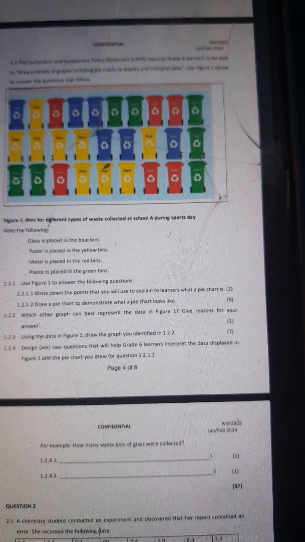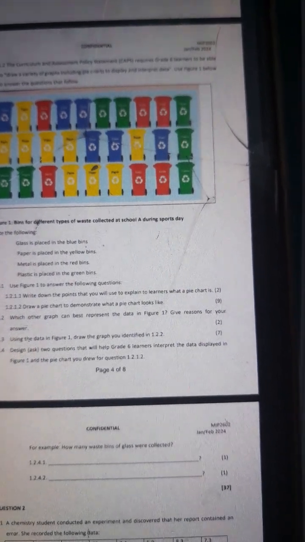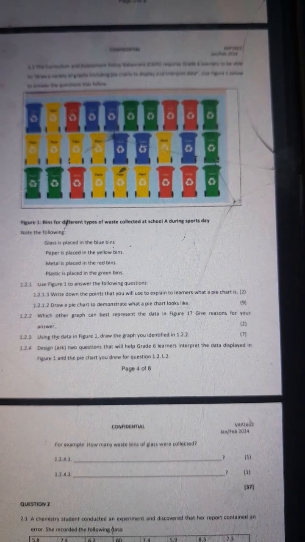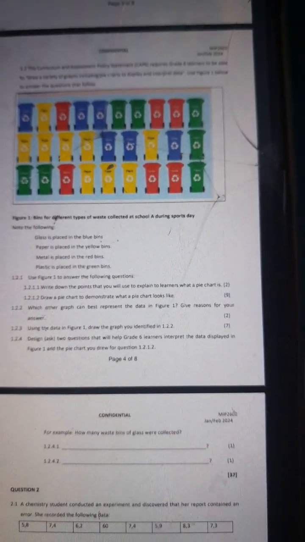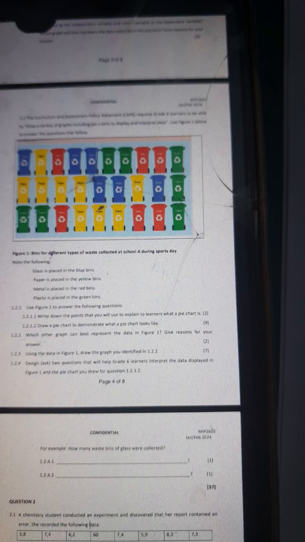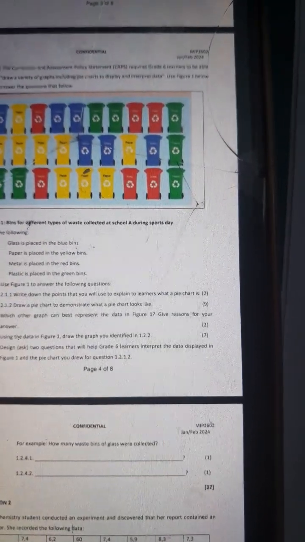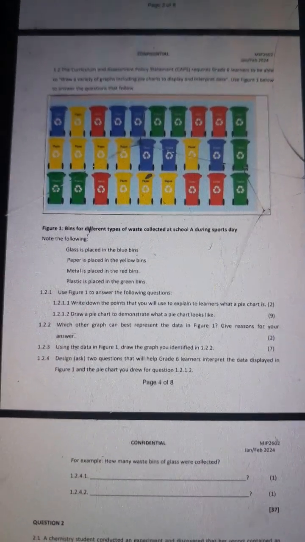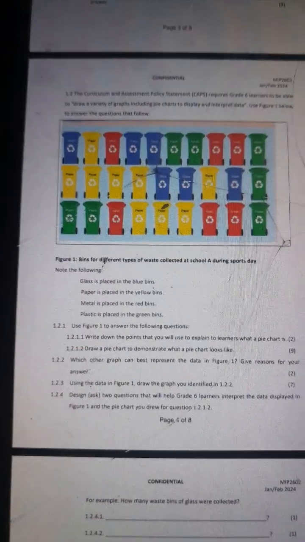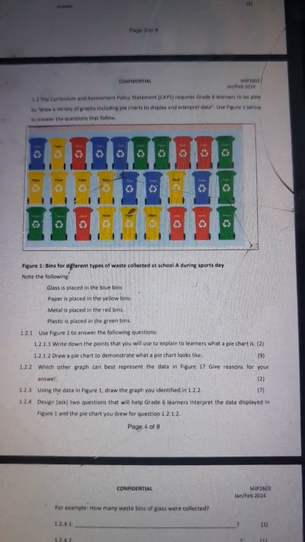Then you will be required to draw a pie chart to demonstrate what the pie chart looks like. For 1.2.1, guys, I will advise that we use Excel. You will take the data here and place it in Excel. Then you are going to draw a pie chart. So we know that the pie chart is more of a circle, which will show different parts. So there will be plastic, paper, metal, glass.